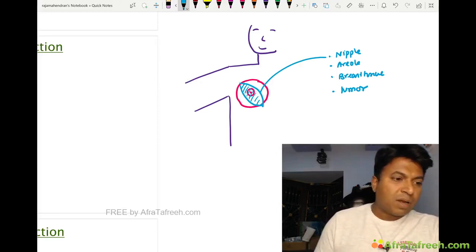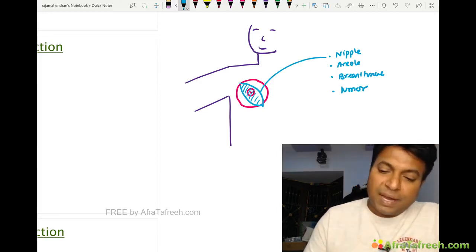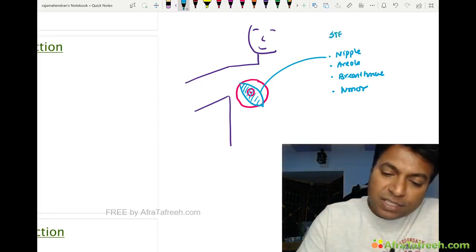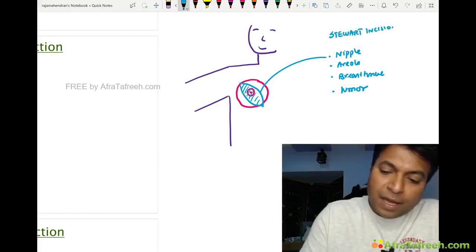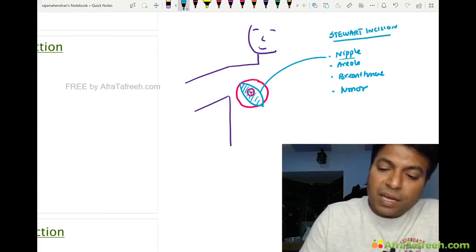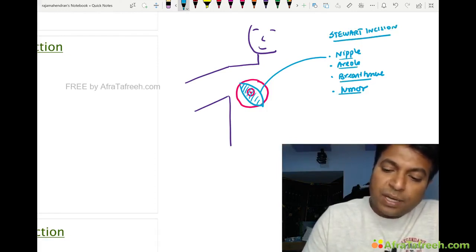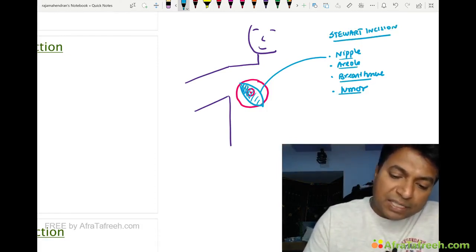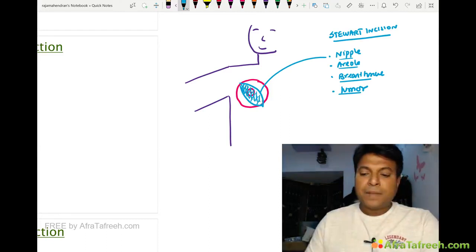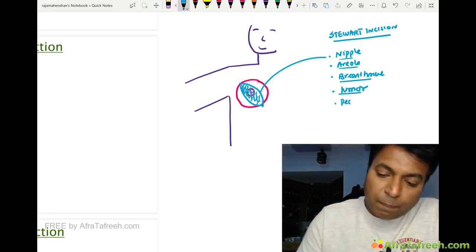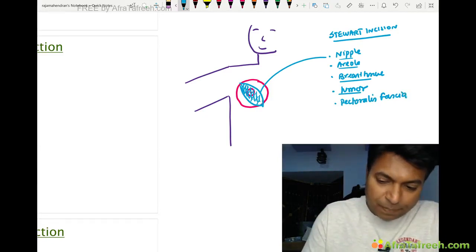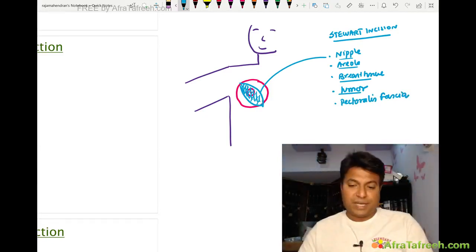So we are discussing MRM now. I will tell you all the things. The incision made is known as the Stewart incision. Very good, that's an elliptical Stewart incision. I am removing the nipple, areola, breast tissue, tumor, and an elliptical shaped skin is also removed. Along with the tumor, I will also remove the pectoralis fascia, not the muscle. Please remember, I am not removing the muscle; I am removing the pectoralis fascia.